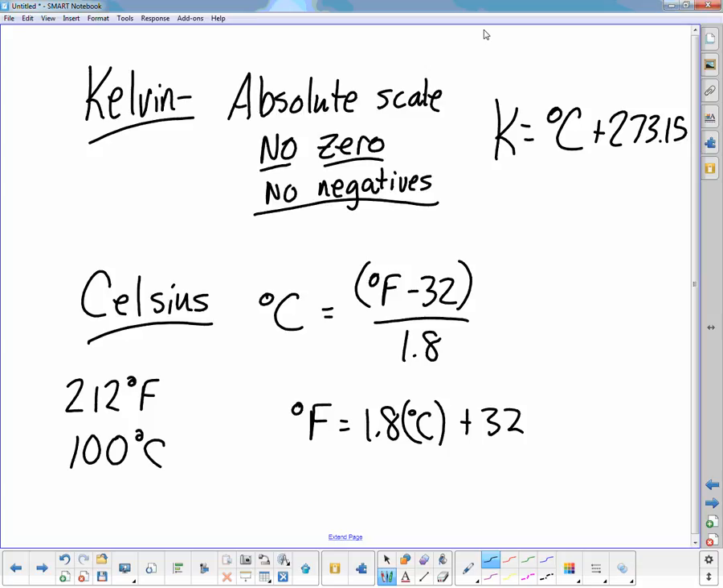Now, instead of using 1.8, sometimes they use 9/5 or 5/9, but 1.8 will work. Okay, we're in a digital age anyway.